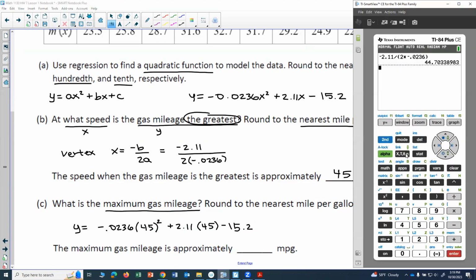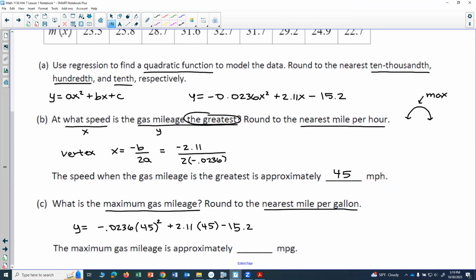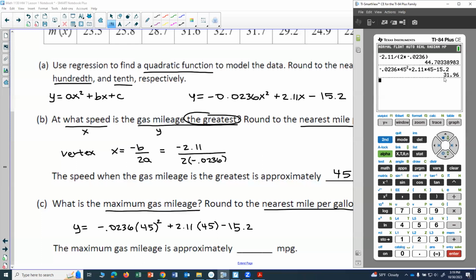And again, I come to the calculator. I'm going to go ahead and just put that in, negative 0.0236 times 45 squared plus 2.11 times 45 minus 15.2. And they say round to the nearest mile per gallon. And so 31.96 would round to 32 miles per gallon.